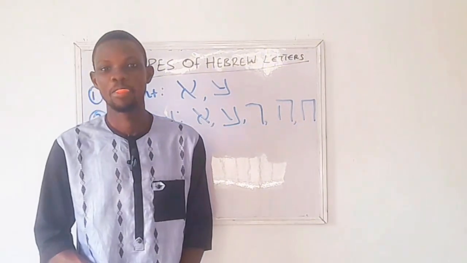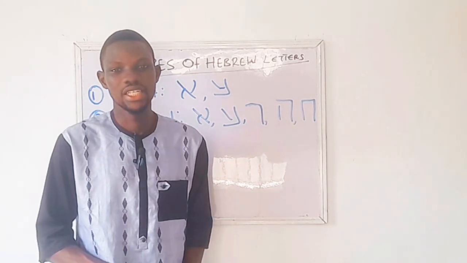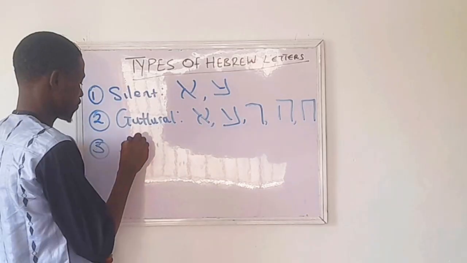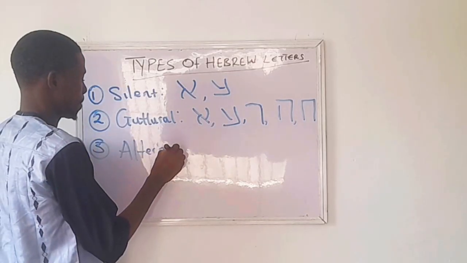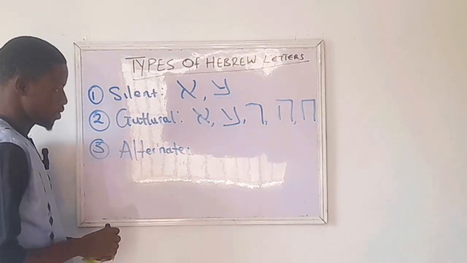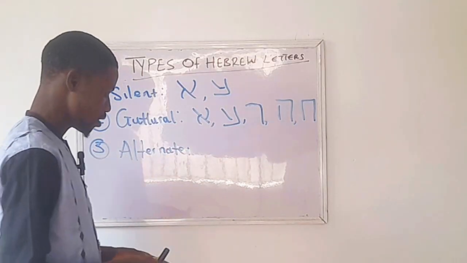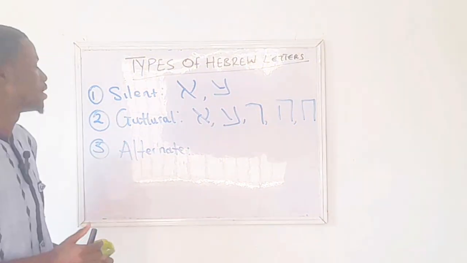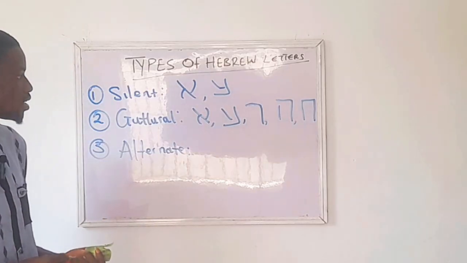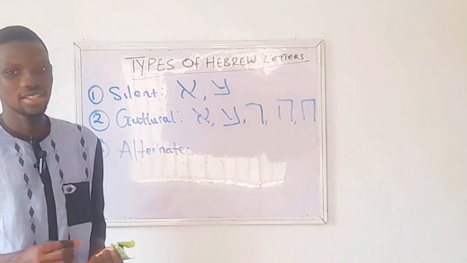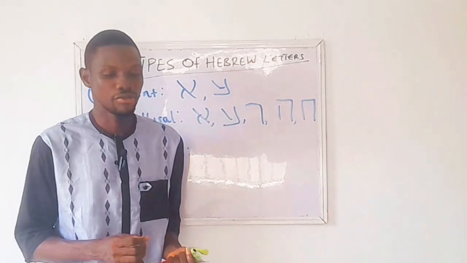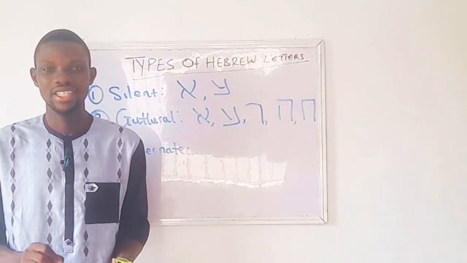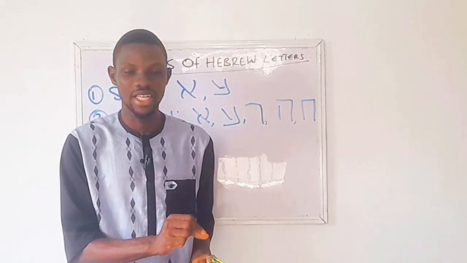Now we have what we call the alternate letters. The alternate letters are letters that have two ways of pronouncing them, depending whether there is a dagesh in the middle of the letter or not.